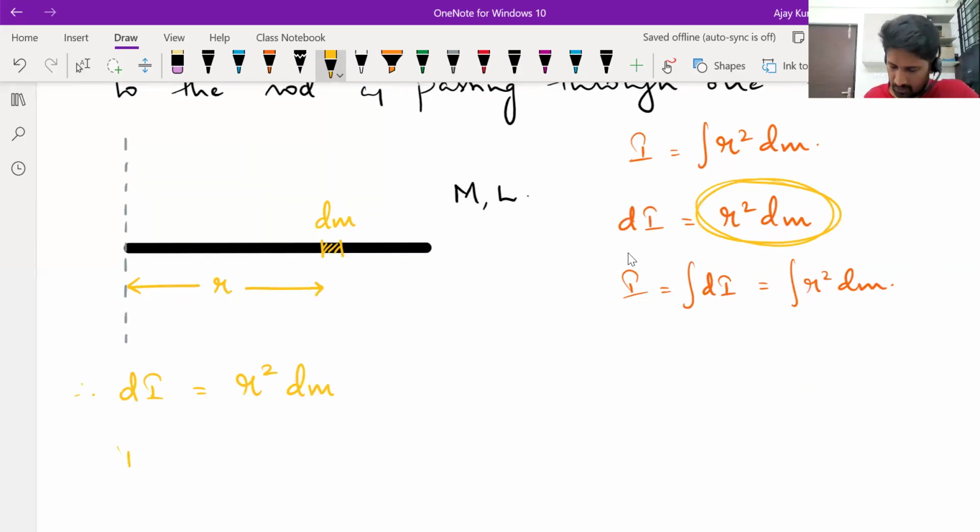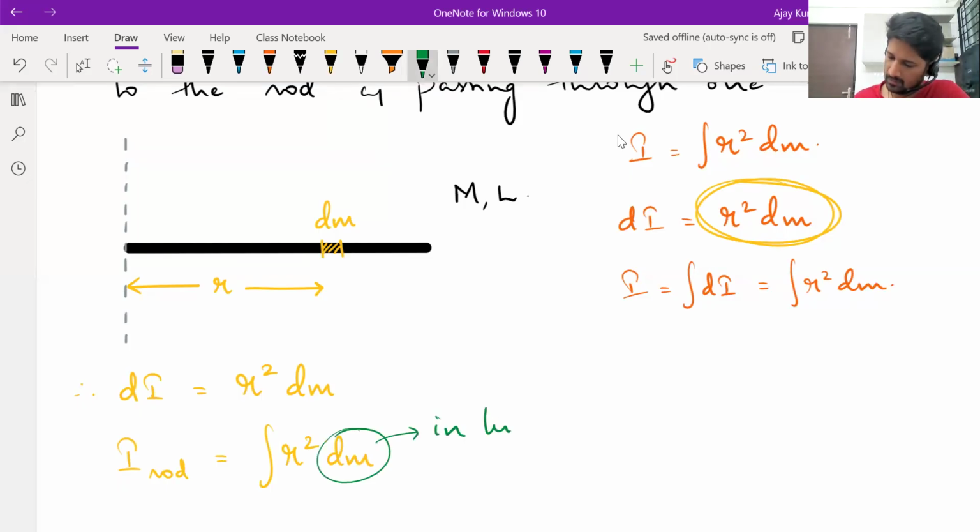Fine. Now, if you want the total moment of inertia of this rod, you will have to do integral r square dm. Can one of you tell me, in order to integrate r square dm, what do we have to do? You have to write dm in terms of r. We need to express dm in terms of dr.